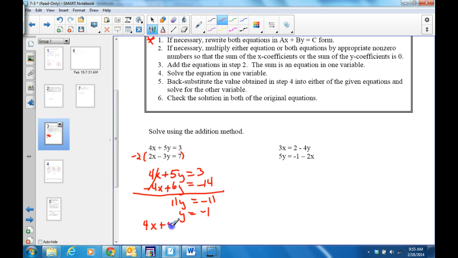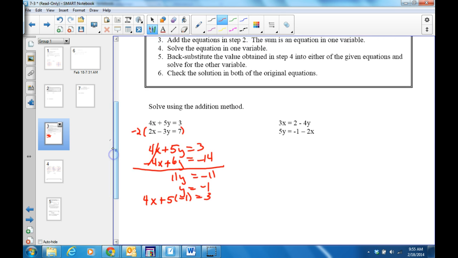4x plus 5 times -1 equals 3. So 4x minus 5 equals 3. If I solve for this, it'll be 4x equals 8 or x equals 2. So what's my solution for this? It'll be 2 and -1 is my point. Okay? Any questions?